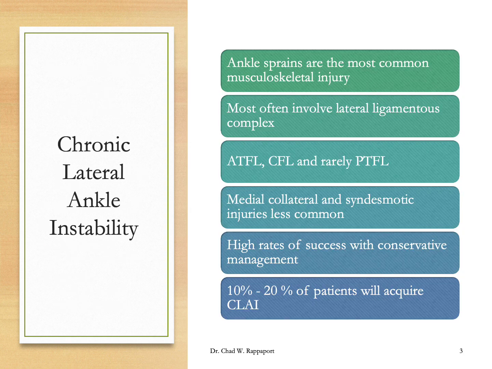So some of the things that we definitively know is that ankle sprains are the most common musculoskeletal and orthopedic injury, with in the order of 10 to 20,000 of these occurring daily in the United States. These most often involve the lateral as compared to the medial ligamentous complex. The ATFL, CFL, and rarely the PTFL are most often affected. The medial collateral or deltoid and syndesmotic ligaments are less commonly involved. We know that there's high rates of success with conservative management of these injuries, but with that said, 10 to 20% of patients will acquire instability laterally.